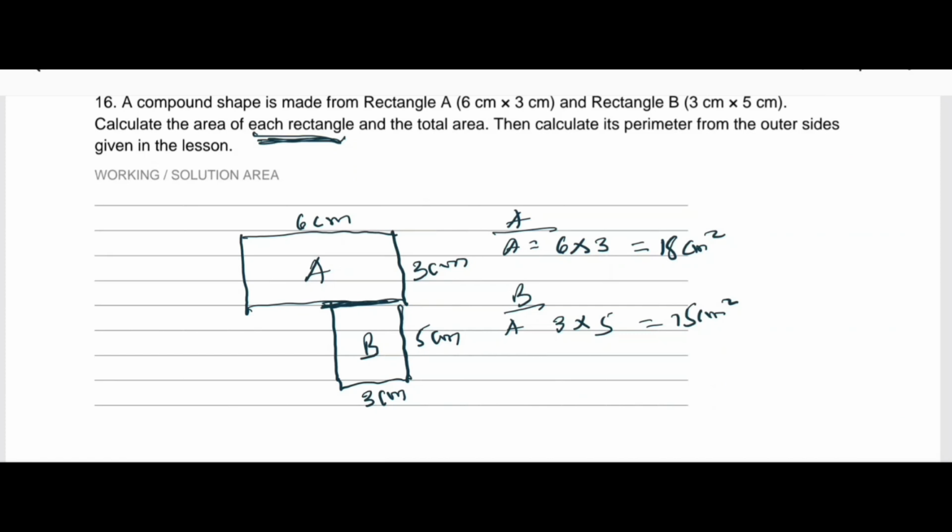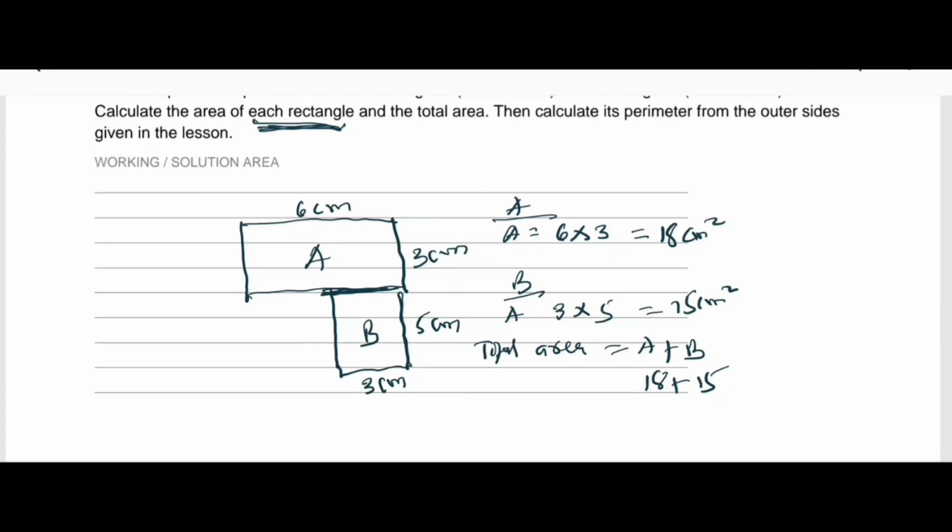Now calculate the total area. So total area is equal to the area of A plus the area of rectangle B. The area of rectangle A is 18 and the area of rectangle B is 15. When you add the two, what do you get?